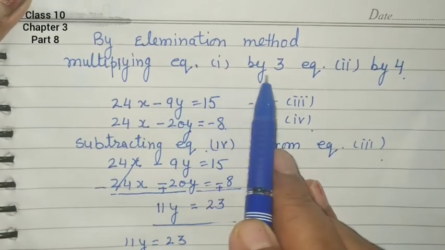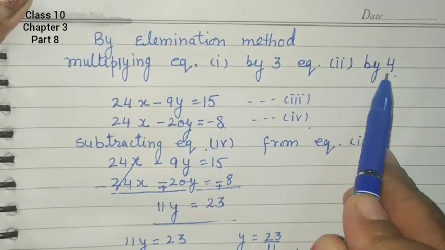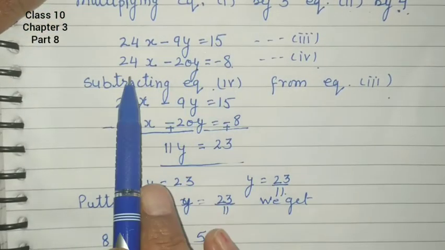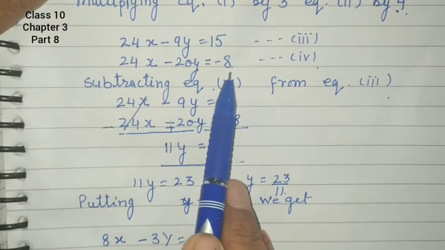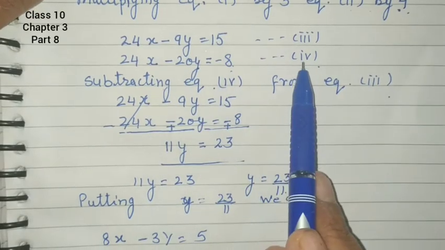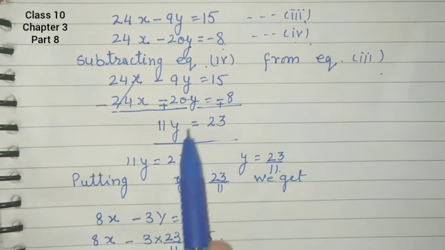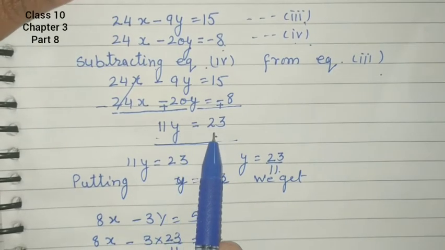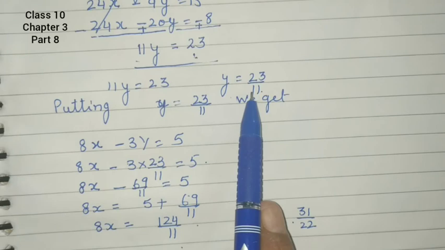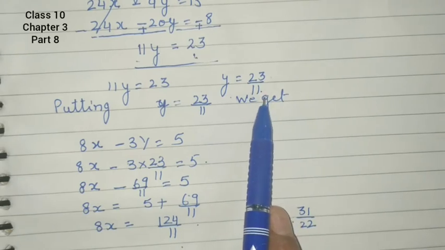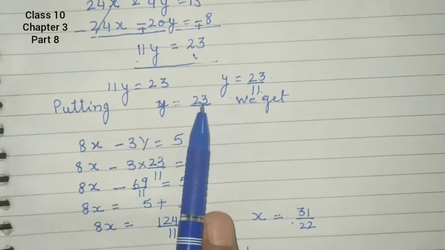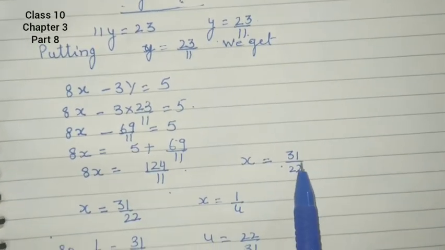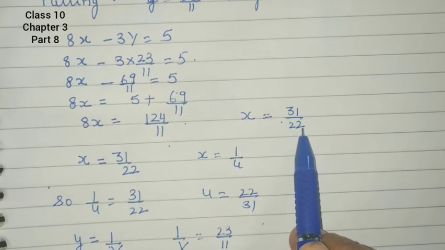Multiplying equation 1 by 3 and equation 2 by 4, I get 24x minus 9y is equal to 15, and 24x minus 20y is equal to minus 8. Subtracting equation 4 from equation 3, I get 11y is equal to 23. So y is equal to 23 upon 11. By putting y is equal to 23 upon 11, we get x is equal to 31 upon 22.